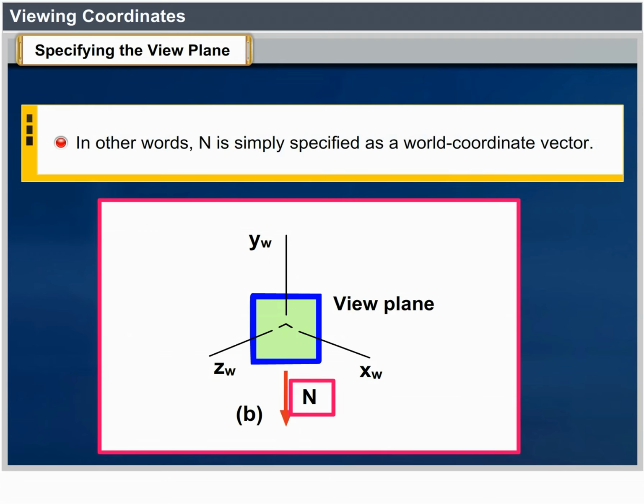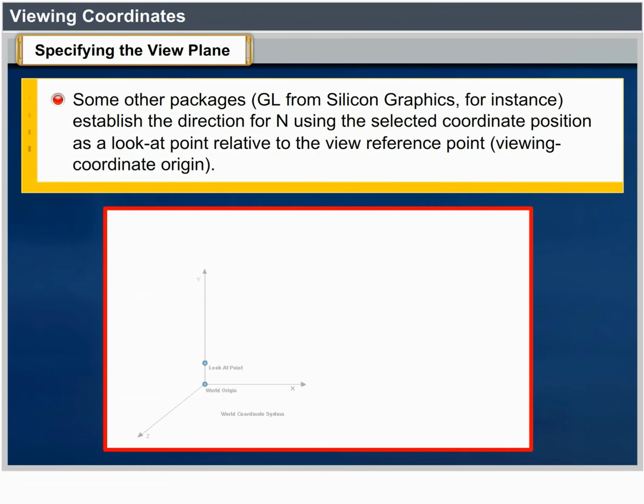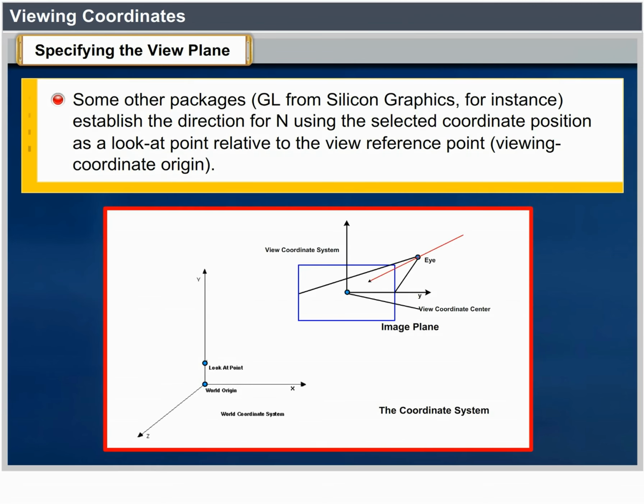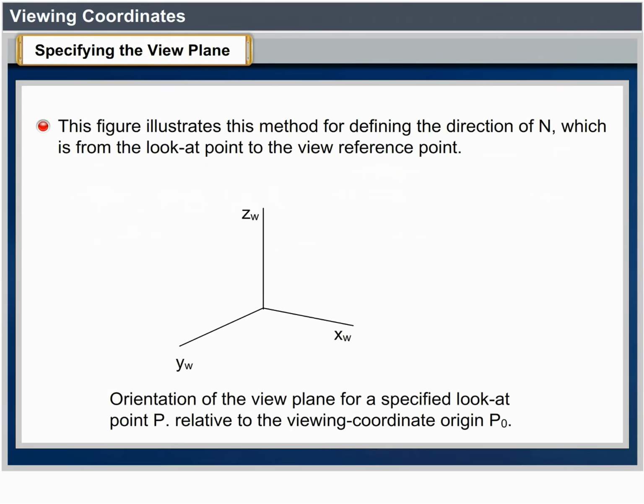Some other packages, GL from Silicon Graphics for instance, establish the direction for n using the selected coordinate position as a look-at point relative to the view reference point, the viewing coordinate origin. This figure illustrates the method for defining the direction of n, which is from the look-at point to the view reference point.